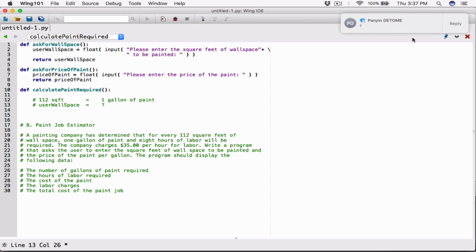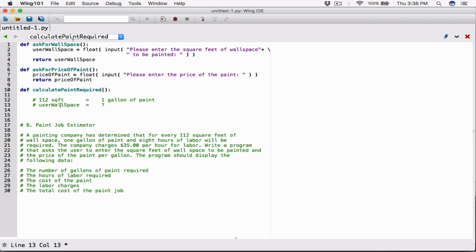My brother's still asking me that. Hold on. I would have to reply to him back. All right, so 112 square feet is equal to 1 gallon. Then the user square feet is equal to what, right? One second. All right.